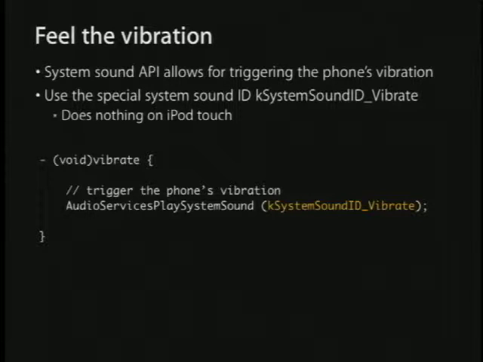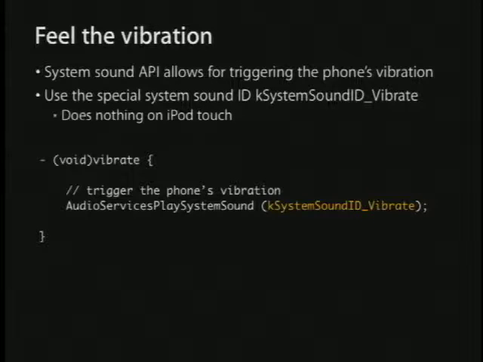This is also how you do vibration. So on the phone, there's a vibrator. If you toggle the ringer switch, you'll feel it. If you mute your audio and you get a phone call, you'll feel it. You can actually trigger this programmatically as well. The vibrator has a system sound ID of its own, and you pass that in. It's system-wide.